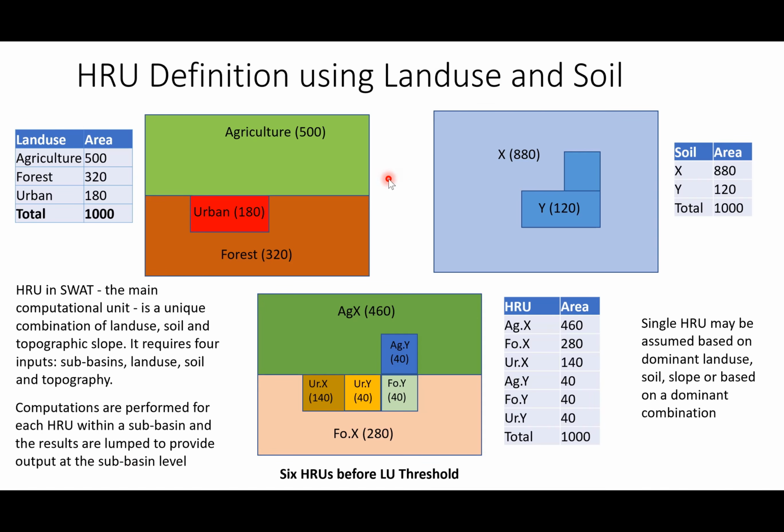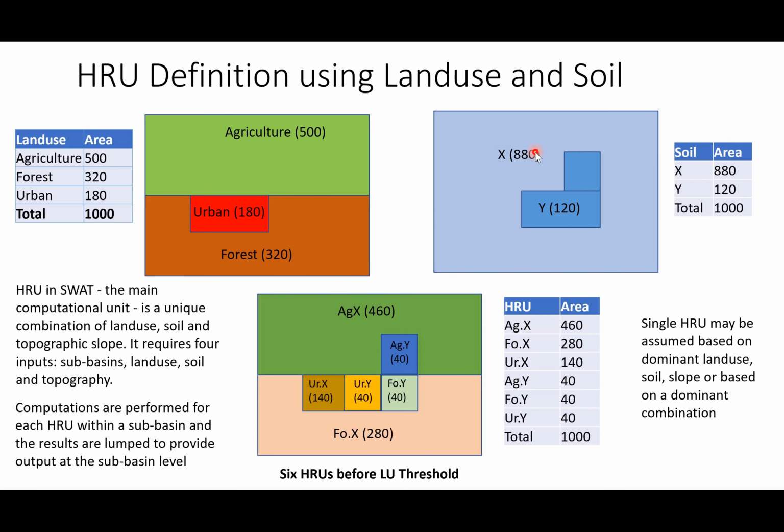Since this is an important concept in discretization of a watershed in SWAT, let's look at how HRUs are created. So what you have here is a hypothetical land use data set. So we have three types of land use: agriculture, forest, and urban, and the total area of this sub-basin is 1000. So you can think of this as 1000 square kilometers or 1000 square miles, but let's just call it 1000 units. And then we have soil.